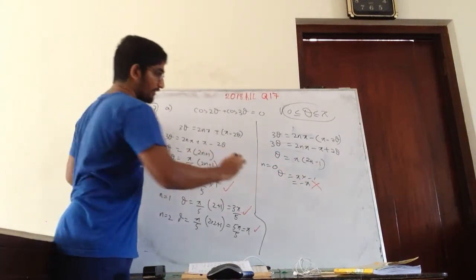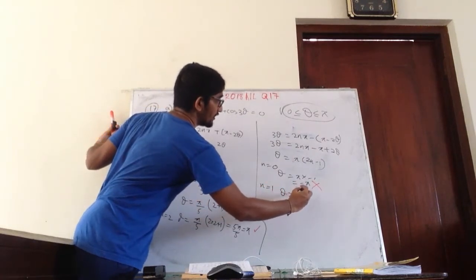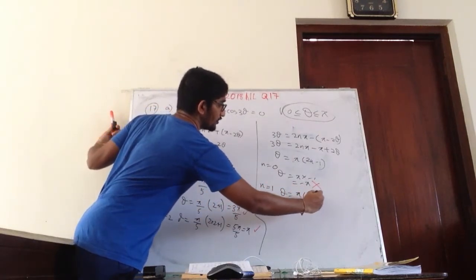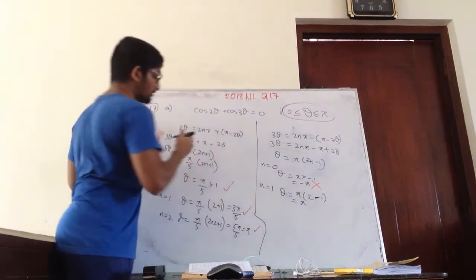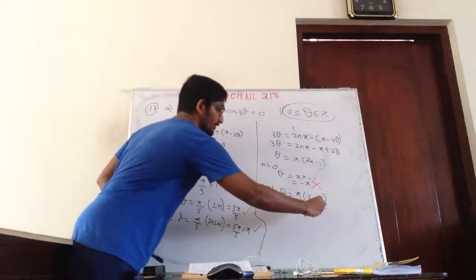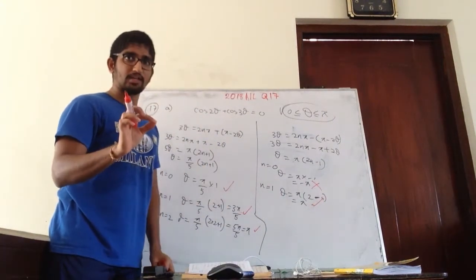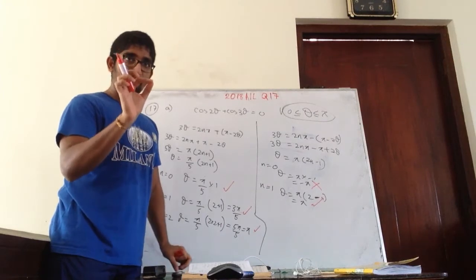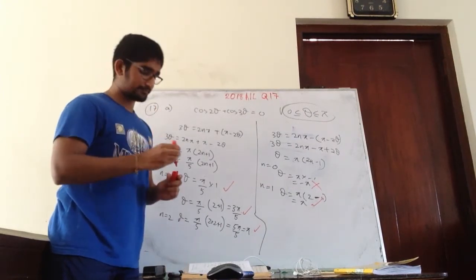Right? Then for n equals 1, theta will be 5 to minus 1. So this is 5. So now this is fine. Now remember, we are not finding the n values here. We are finding the angle. If the angle is correct, that's what we want.